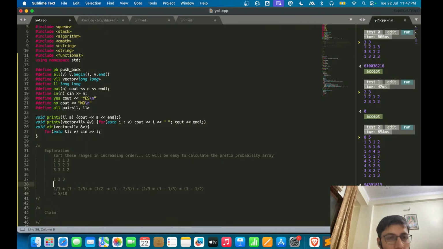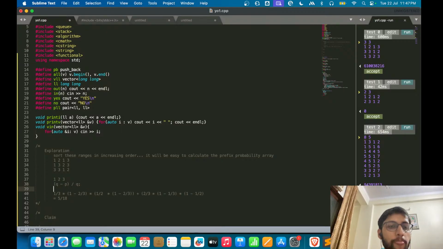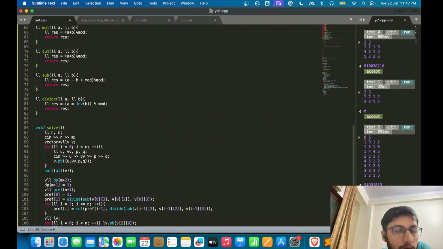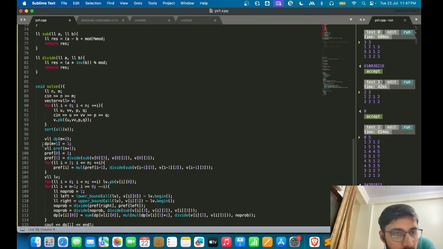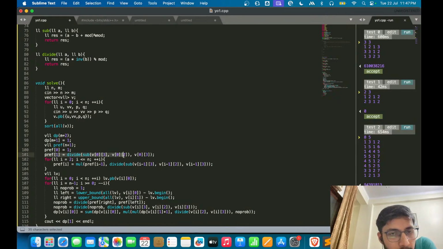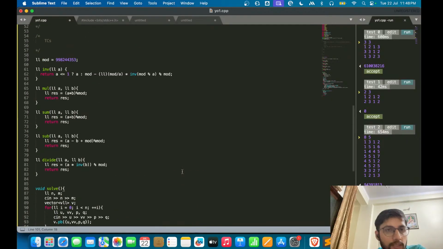And if you see, these probabilities are simply q minus p divided by q. Okay, so now let me show you how I'm calculating the prefixes. The prefix of 1 is basically q minus p divided by q. So this is what I'm saying, and then I'm multiplying it overall. And why is it necessary? I will show you in some time.